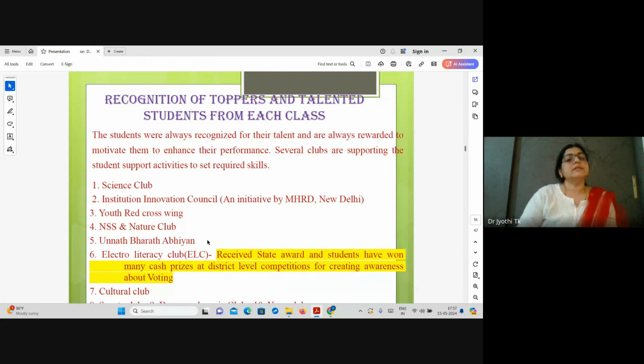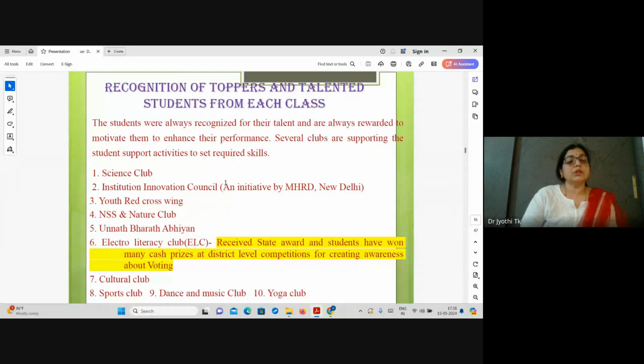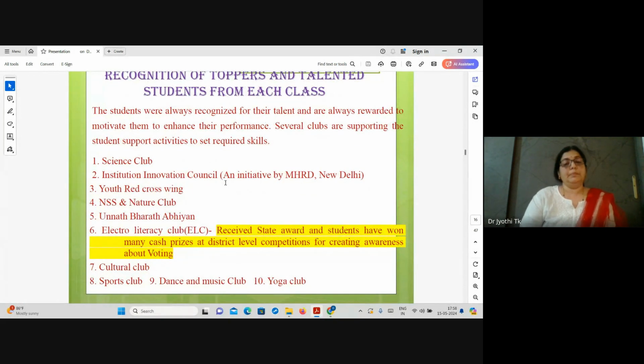And next is recognition of toppers and talented students from each class. The students are always recognized for their talent and are always rewarded to motivate them to enhance their performance. There are several clubs we have at the GECR: Science Club, Institution Innovation Club, Youth Red Cross Wing, NSS and Nature Club, Unnat Bharat Abhiyan, Electro Literacy Club. We have received a state award, and students have won many cash prizes at district level competitions for creating awareness about voting. Cultural club, sports club, dance and music club, yoga club.